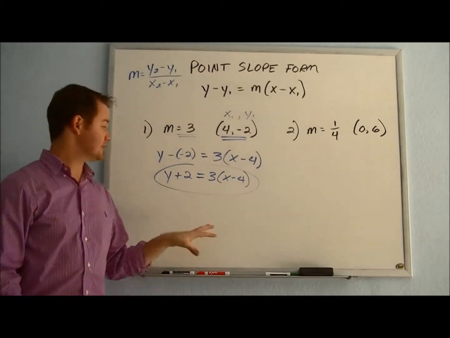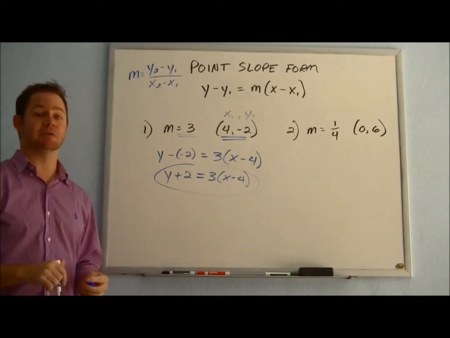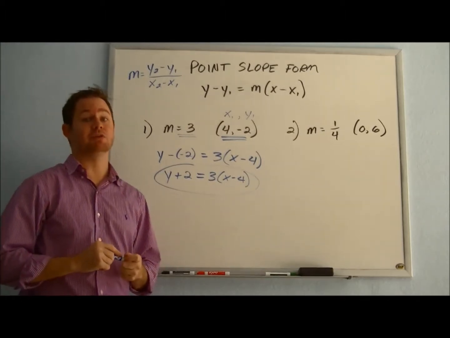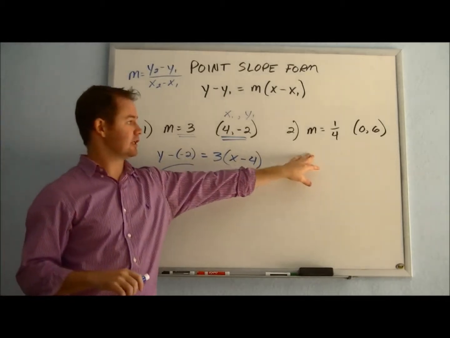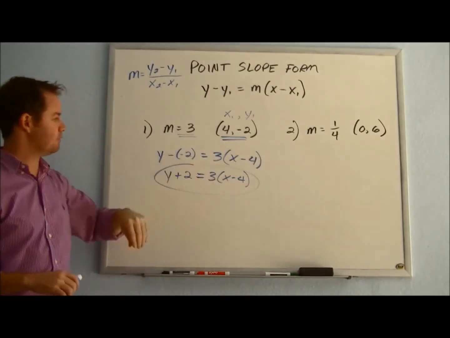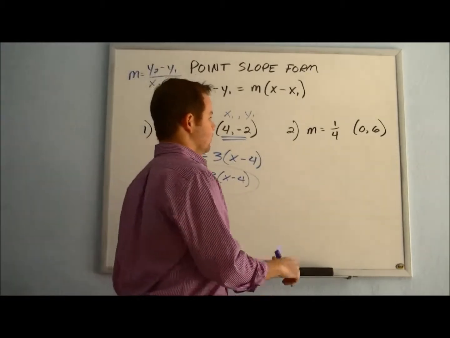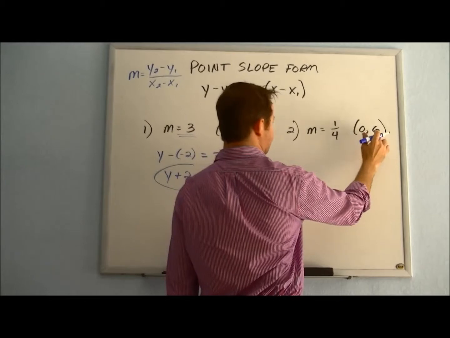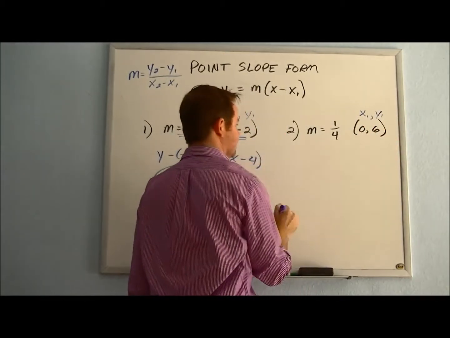Now, if you ever had to take something like this and convert it into slope-intercept form, that's something we'll cover in our next video, so please feel free to click and watch that. Otherwise, we'll take a look at this second example, and we'll follow this same format with these values over here. So m equals 1/4, and our coordinate x1 comma y1 is 0 comma 6.